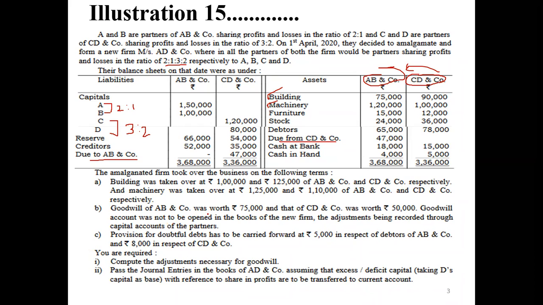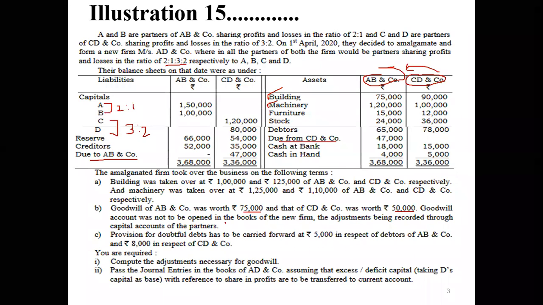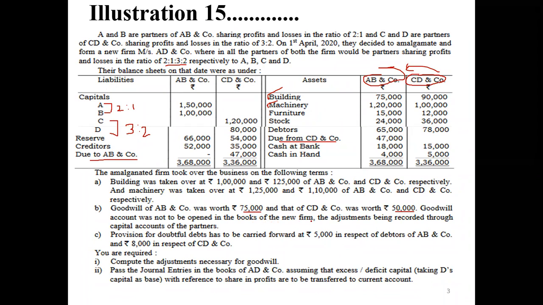Goodwill of AB Company was worth rupees 75,000 and that of CD worth rupees 50,000. Goodwill account was not to be opened in the books of the new firm. That means goodwill will not be there in the new firm. That means it has to be written off. The adjustment being recorded through the capital account of the partners. Okay, whatever transaction you do, where do you have to record it? In the capital account. And if a difference comes in the capital account, where will it go? To the current account or cash, we will see that ahead.